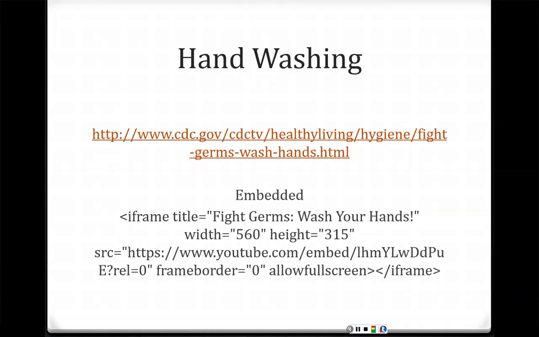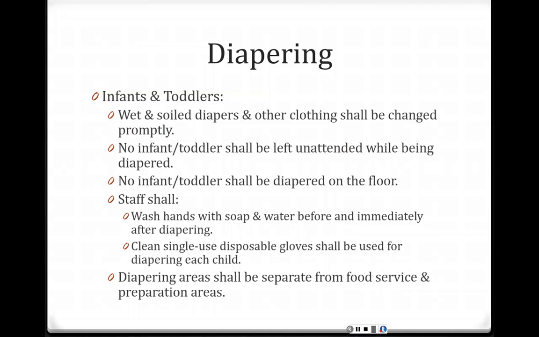So it's important for you to remember all those hand washing steps as you're getting ready and going about your day. Next, we're going to talk about diapering.